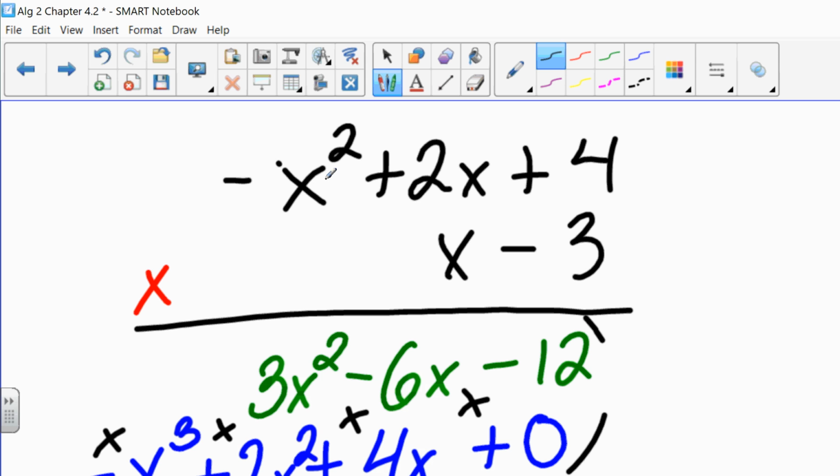Because we can do negative 12 plus 0, which is negative 12. Negative 6x plus 4x is negative 2x. 3x squared plus 2x squared is 5x squared. And then we have negative x cubed. And that would be our answer.